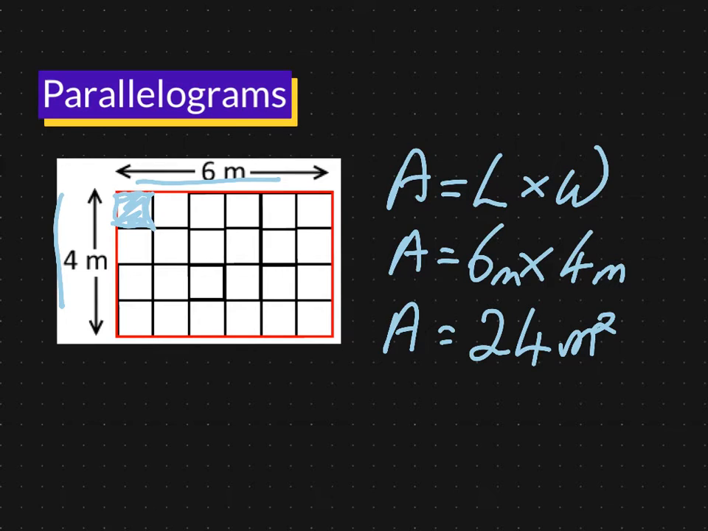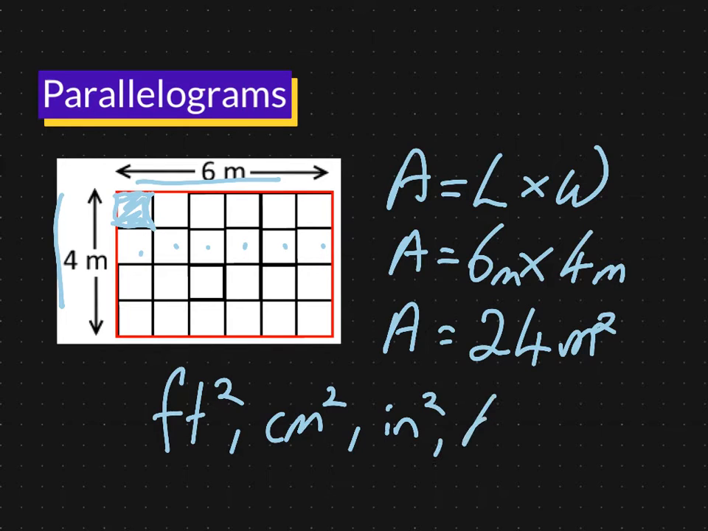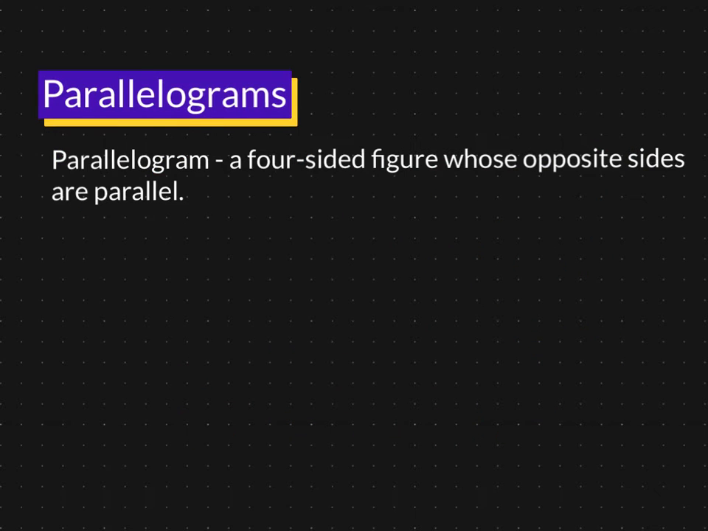Now you'll see that area is always measured in squares, like these squares. Those could be given in feet squared, or centimeters squared, or inches squared, or kilometers squared, or meters squared, like this one. Now, squares and rectangles are both types of parallelograms.